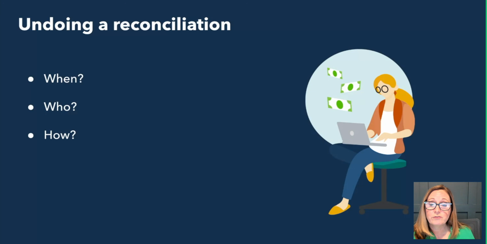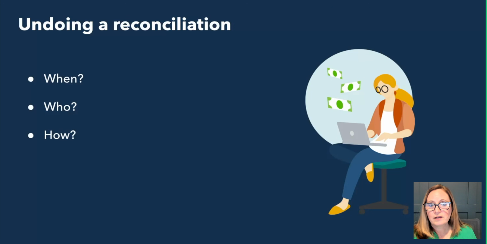If you decide to unreconcile, say January, and you've already done February and March, just keep in mind that it's going to undo February and March as well. So January, February, March would be unreconciled. So remember, don't forget to download those reconciliation reports before you undo the reconciliation.